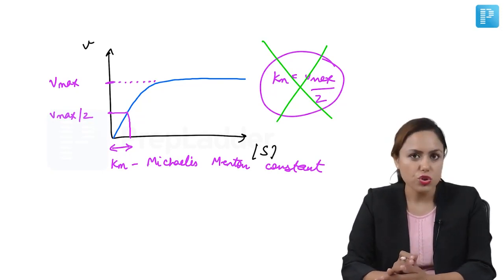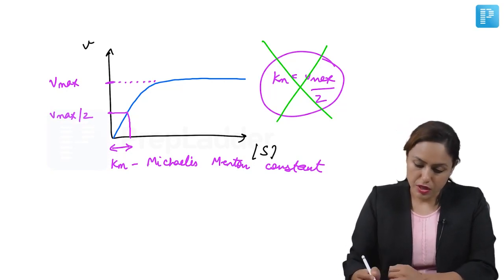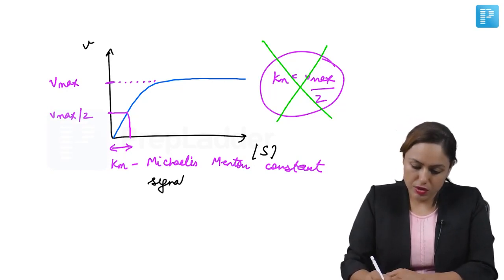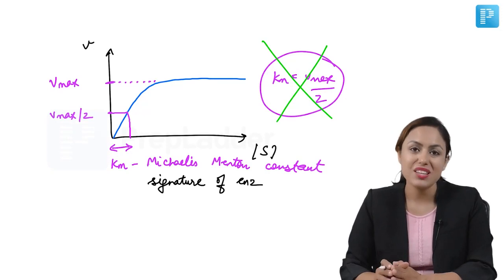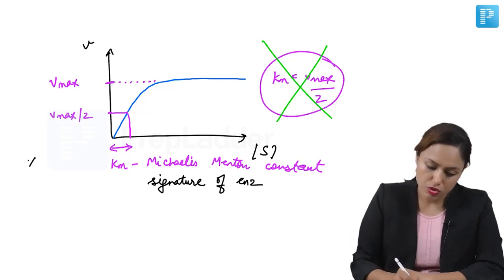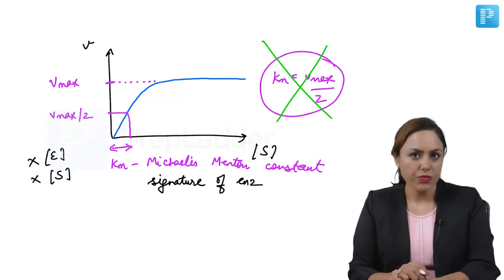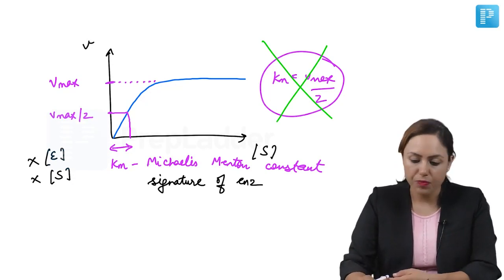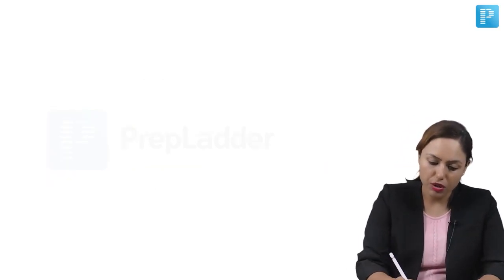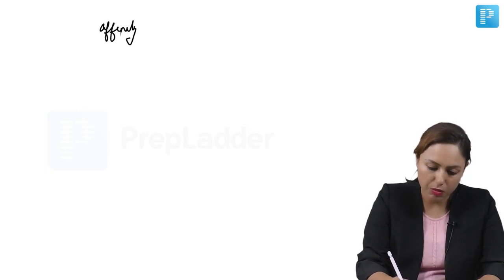It is not an association constant, it is not a dissociation constant, okay? Km is called the signature of the enzyme, because it is a constant value. It does not change with change in enzyme concentration or change in substrate concentration. Okay? It is not affected by change of enzyme or substrate concentration, but it is affected by the affinity between enzyme and substrate.